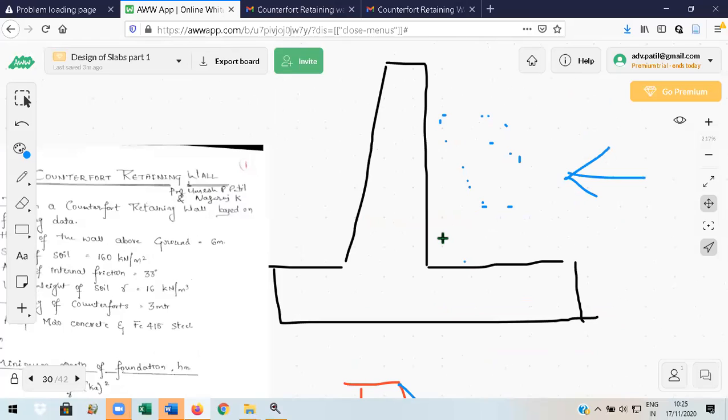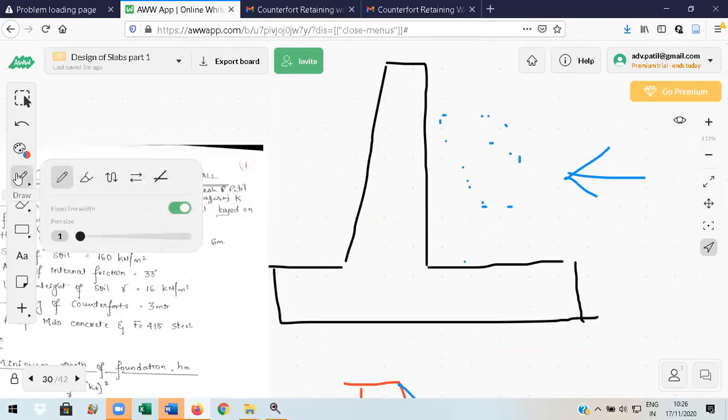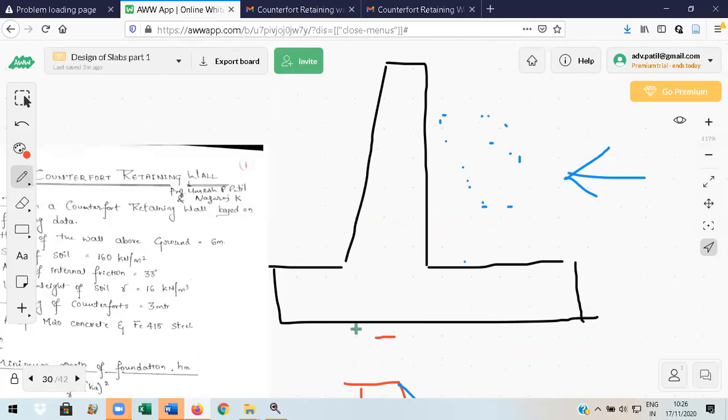When you look at this particular cantilever retaining wall, you will find that there are three components. All are fixed at the same junction. All these are fixed at the same junction. That is why it is called as cantilever retaining wall. I'll draw an approximate circle like this here. Now you can see this. See these three components. One is stem, one more is heel, one more is toe.